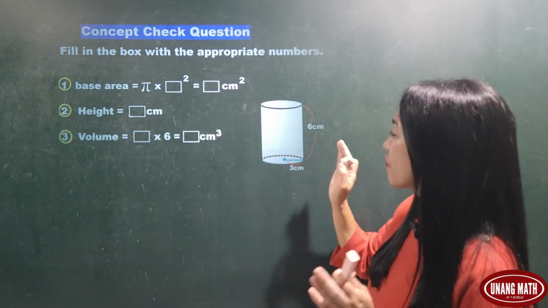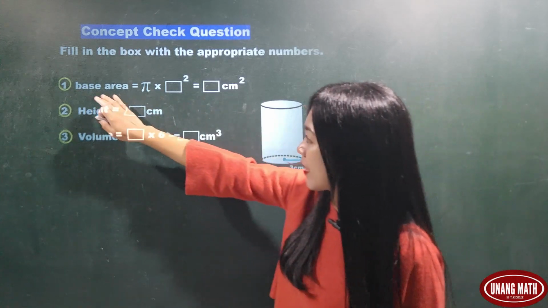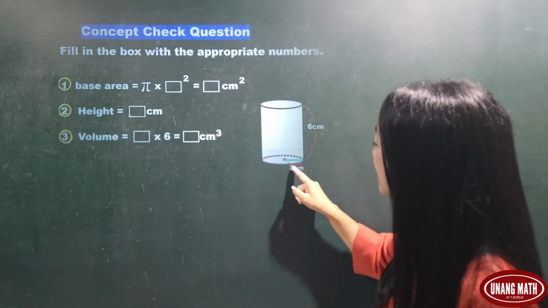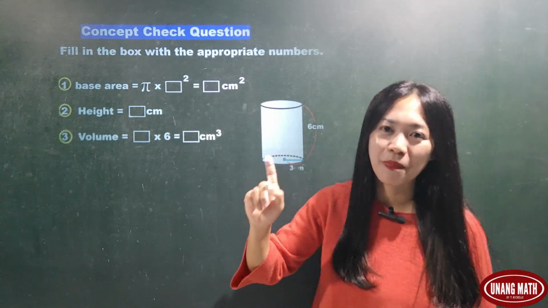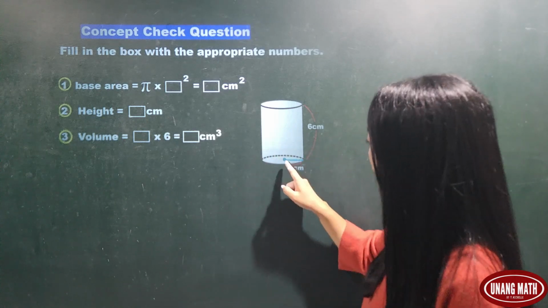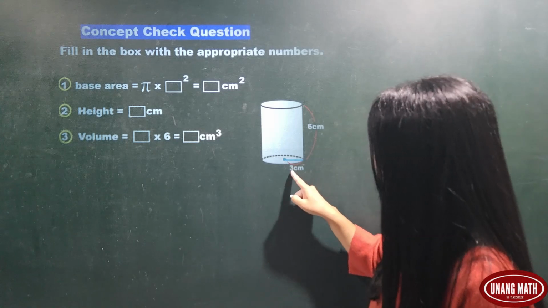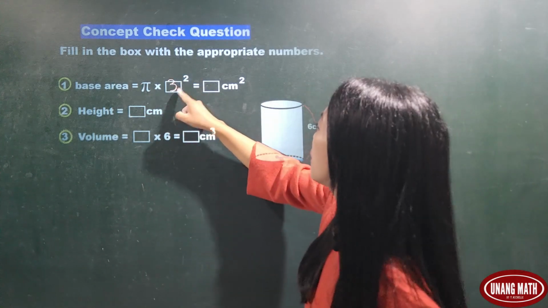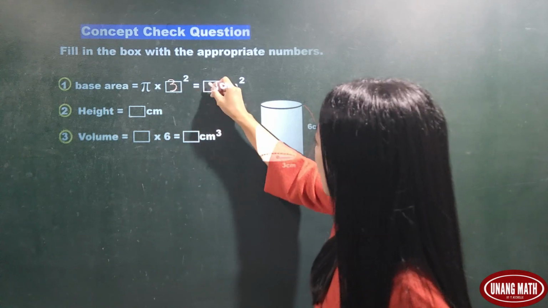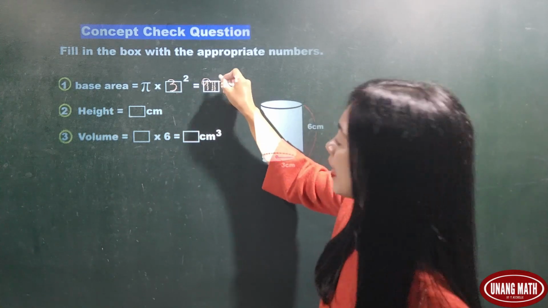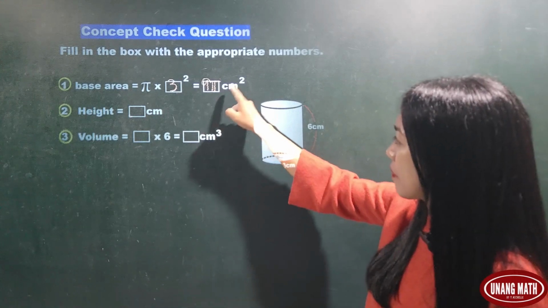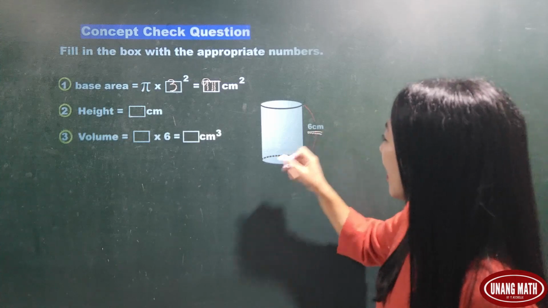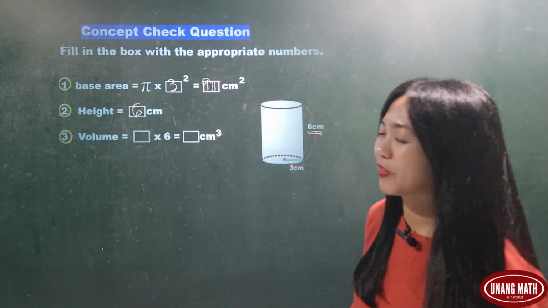To find the volume of this cylinder, first we have to get the area of the base. And since the base is a circle, formula is pi times radius squared. Radius is 3 centimeters. So pi times 3 squared. So 3 squared is 9. So this is equal to 9 pi. So the area of the base is 9 pi square centimeters. Okay, what about the height? It's given that the height is 6 centimeters.